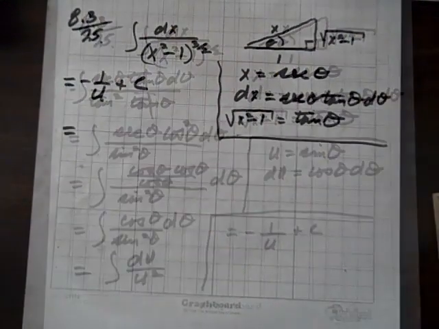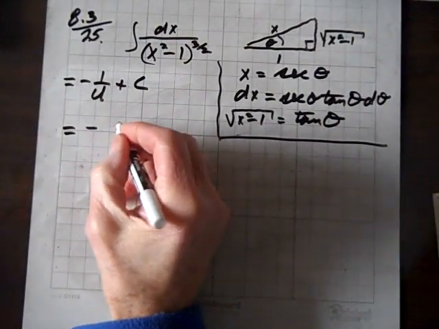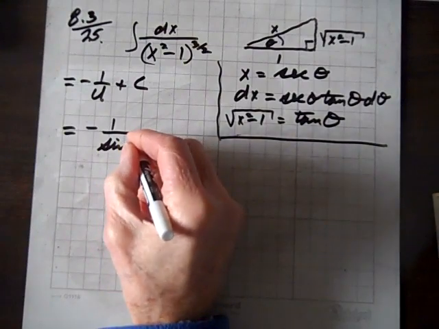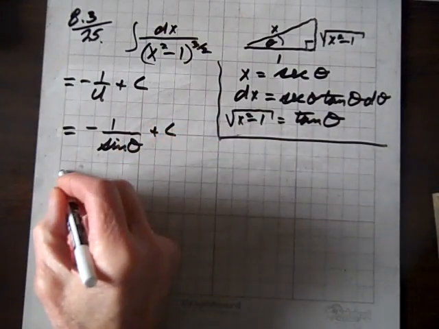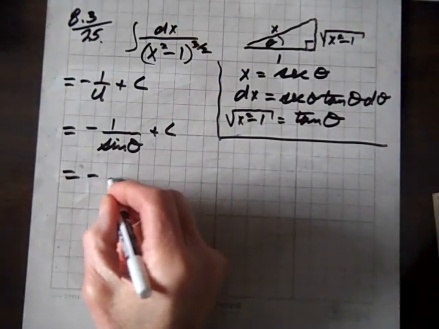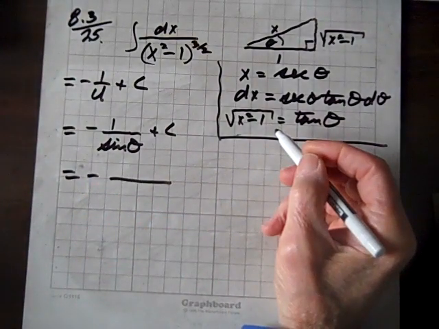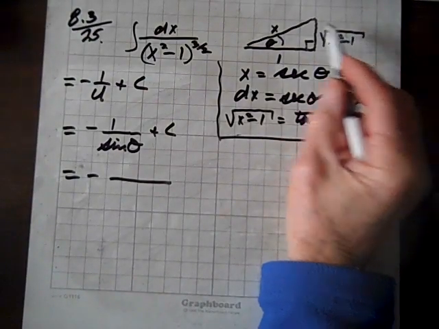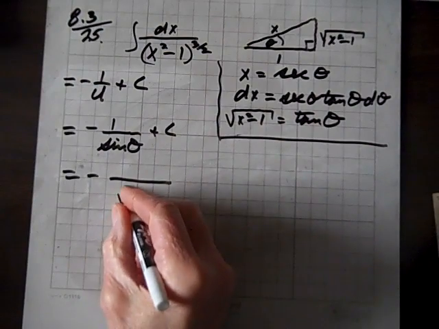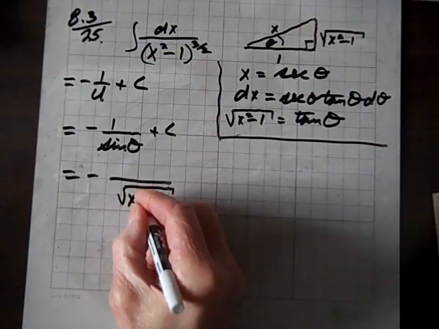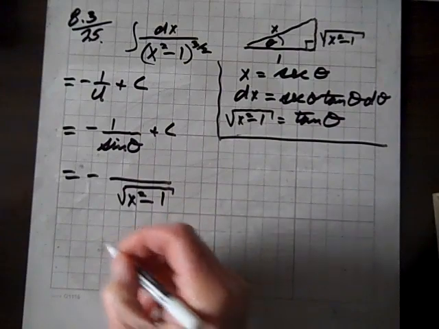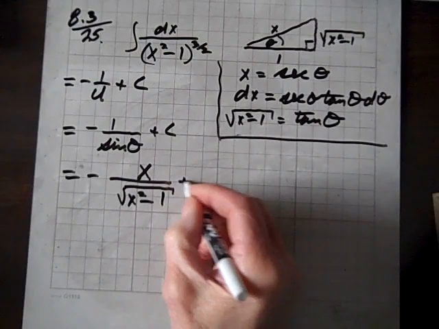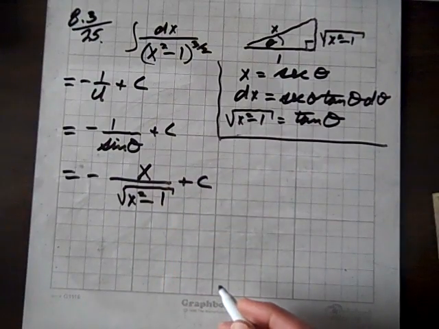and which equals negative 1 over sine of theta plus c, which equals negative, and sine of theta is going to be the square root of x squared minus 1 over x, so I'll put the square root of x squared minus 1 over x, but you invert and multiply, so this x will wind up in the numerator, and we get a plus c, and we're done.